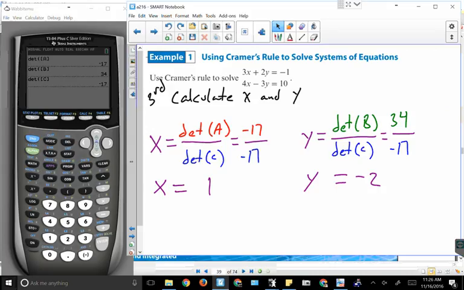Okay? Now, it is not difficult to deal with. Well, what's difficult to deal with is putting it into the graphing calculator. That's where you guys got problems. Dealing with that calculator, which isn't all that bad. It's really identify your three matrices. Okay? Calculate the determinant of those three matrices. And then divide. A over C and B over C.